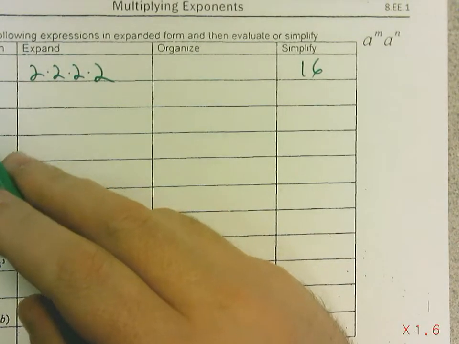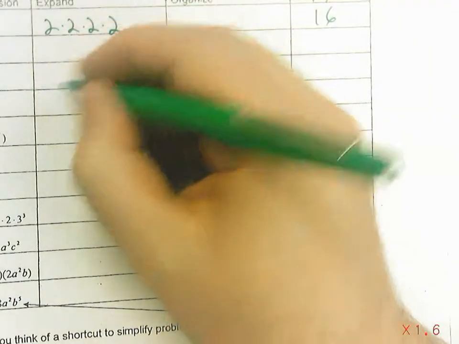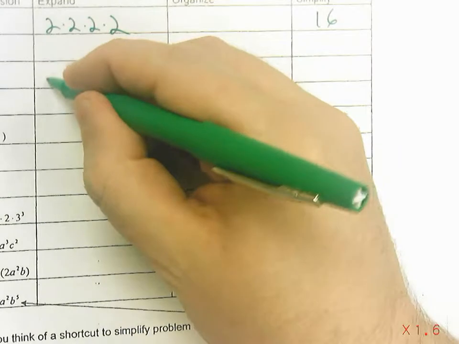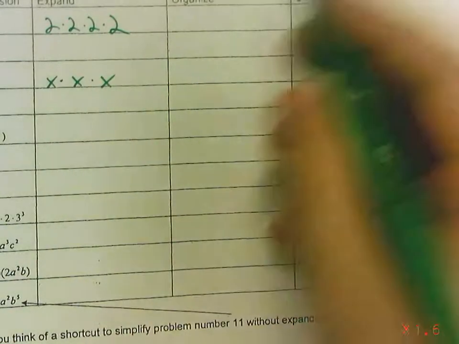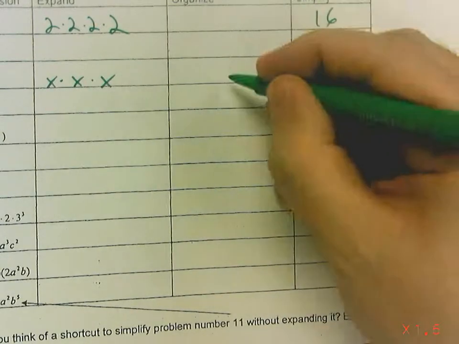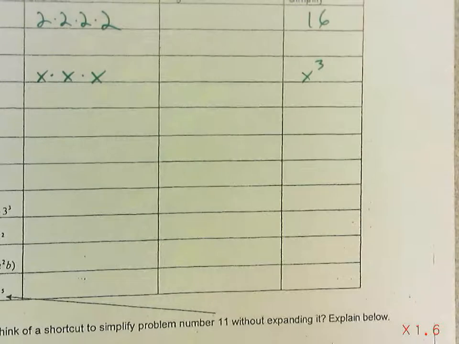Then let's look at the next one. 10 to the 5th, same idea. x to the 3rd, let's just organize it out. So it'll be x times x times x. So I've got 3 x's. Again, that's pretty much organized. Simplify it. x times x times x would just be x to the 3rd again.